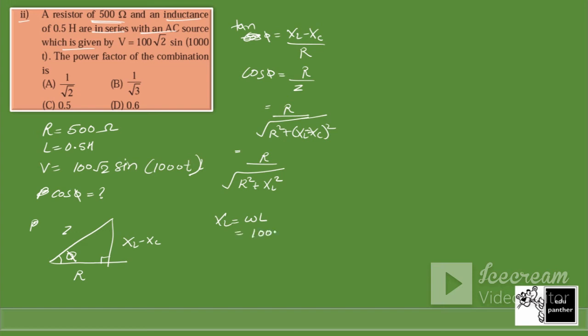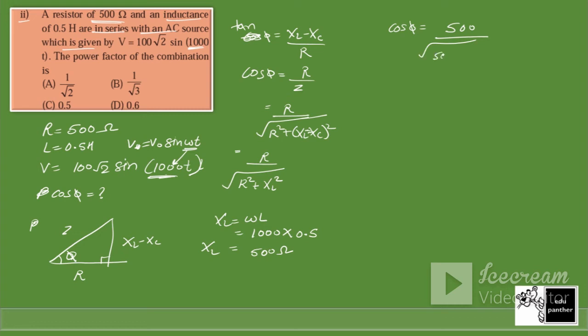Omega is 1000 from this equation. When you compare this with V equals V0 sin omega t, instead of omega t you have 1000 t, so omega is 1000. So 1000 into L, and L is 0.5 Henry. When you multiply this, you will get 500 ohm. XL is the inductive reactance of the inductor, so 500. Now you can use this formula. R is nothing but 500.